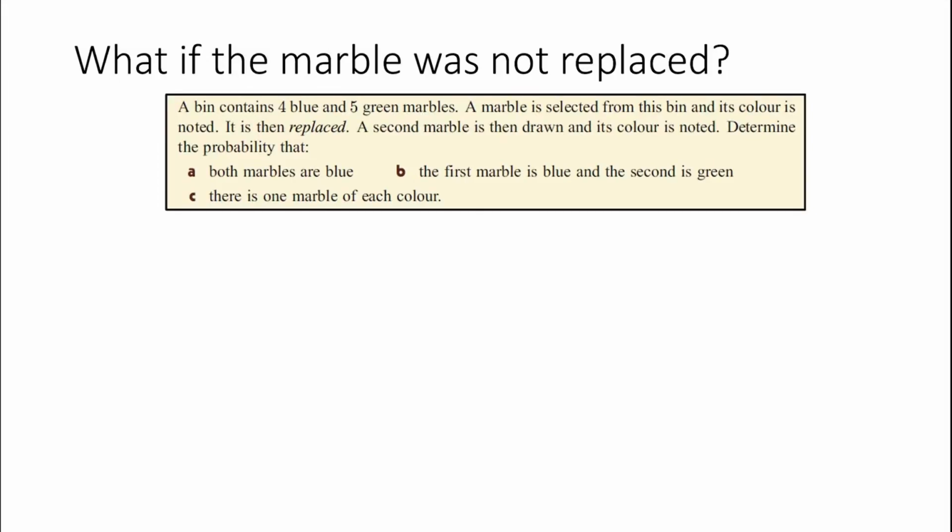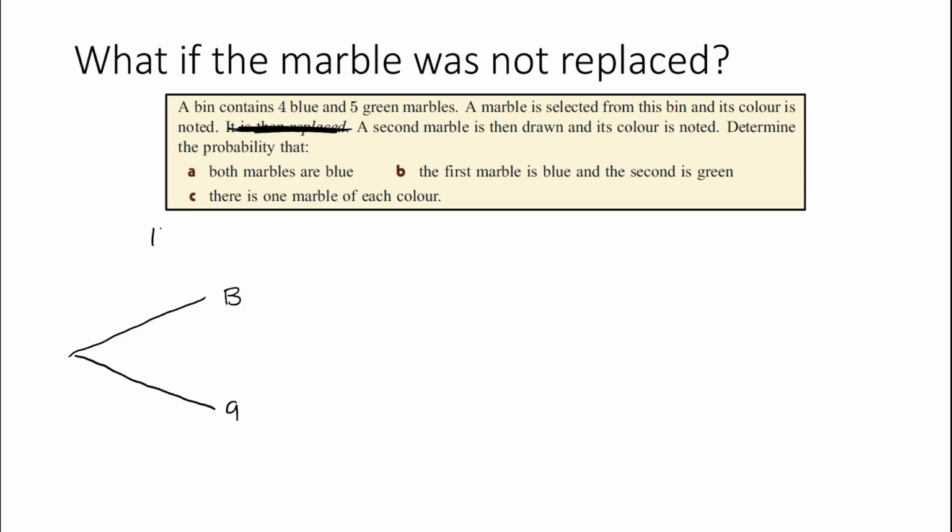Okay, I'm going to look at this same question again, but I'm going to do it as if we didn't replace that first marble back into the bin before we pitch the second marble out. So it's not going to be replaced. We're going to take a marble out, we're going to keep that out, and then we're going to draw another marble out. So our tree diagram is going to look similar, but our probabilities are going to change.